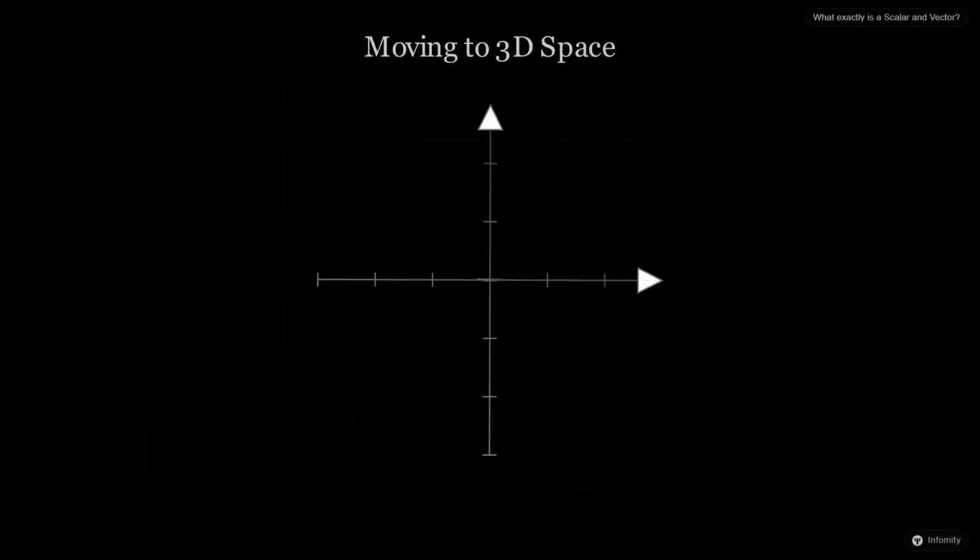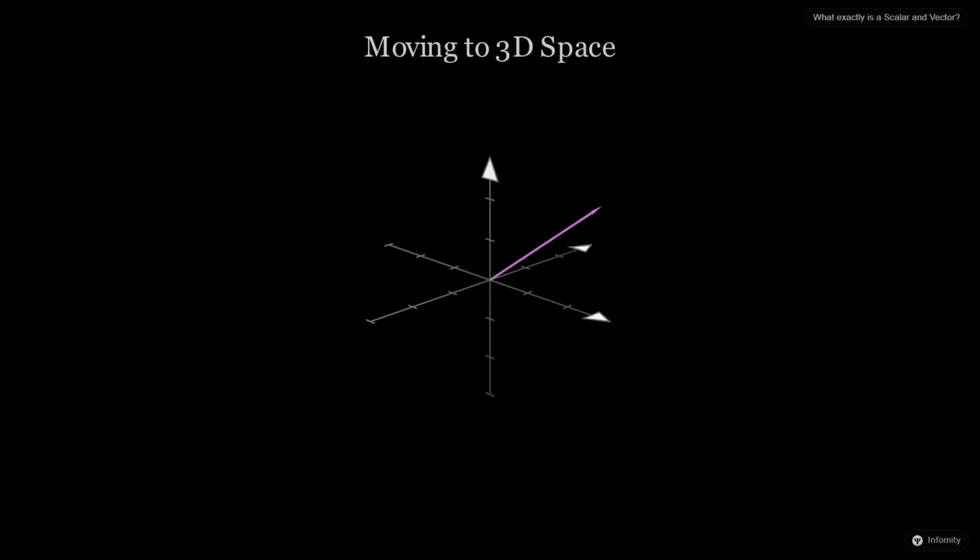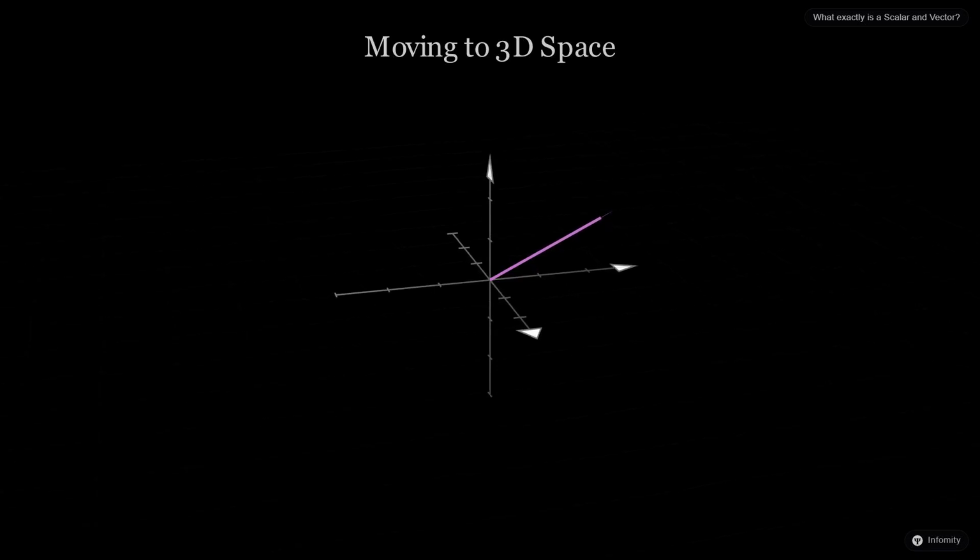Welcome to the world of 3 dimensions. We add a third axis pointing straight up. A glowing purple arrow extends into the space. The camera slowly orbits to reveal depth. There is a twist most people miss.